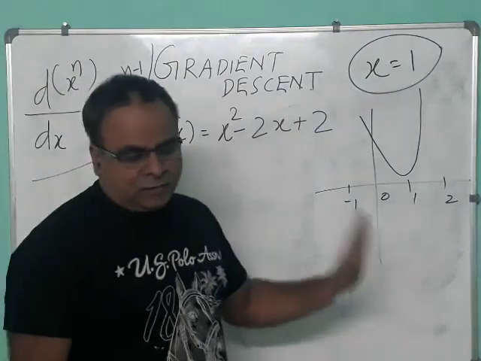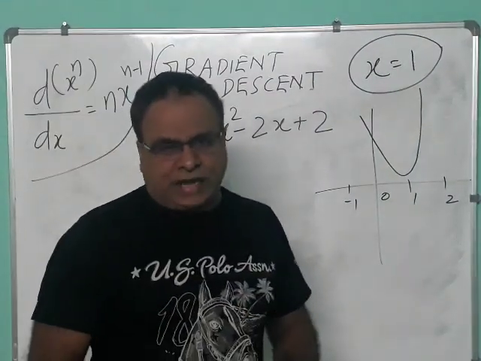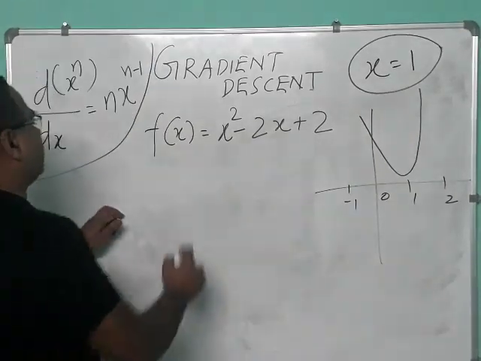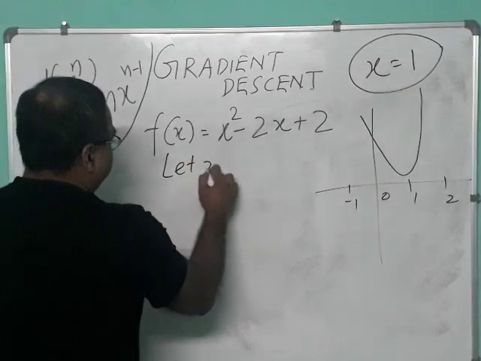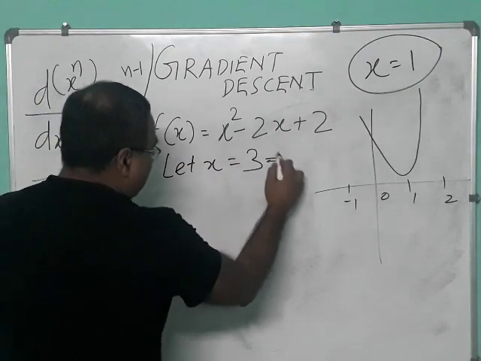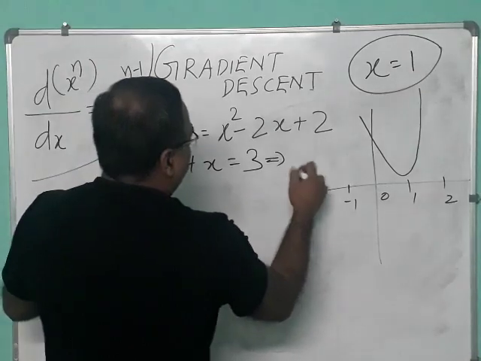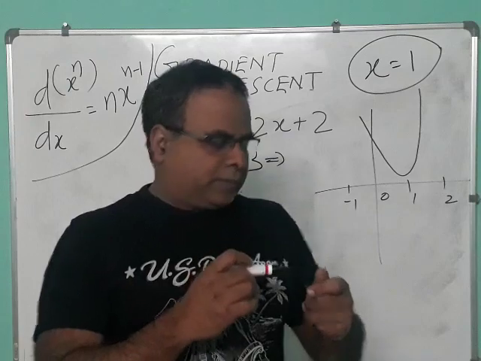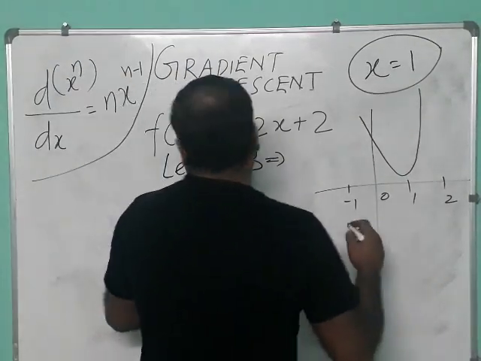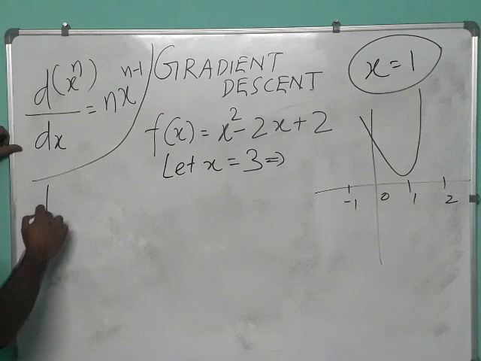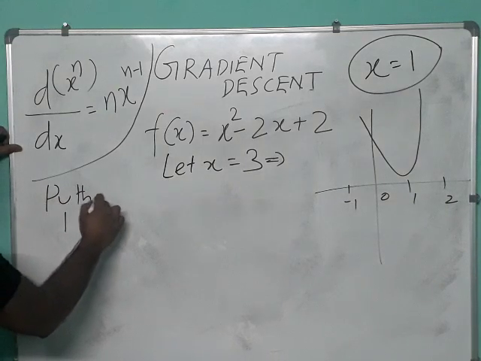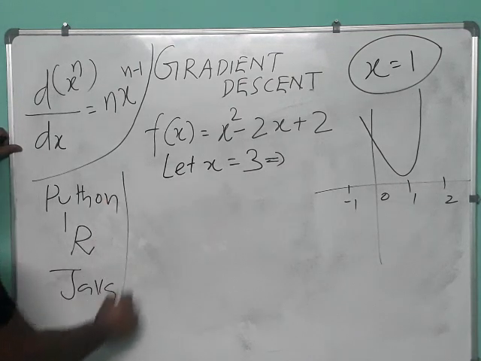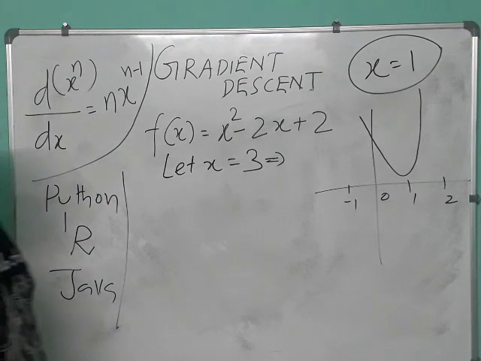This approach is an iterative process. I told you, it is a repetitive process. Let us assume that x equal to 3 is the minimum. It's wrong, but we don't know that. We are in a program. We use a Python or a Java or R program. In machine learning, we mainly use the programming languages Python, R and Java. You know this.